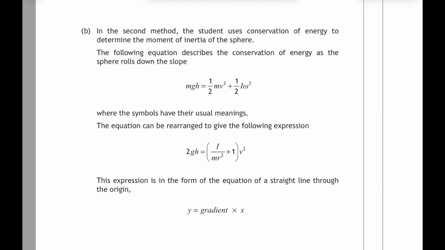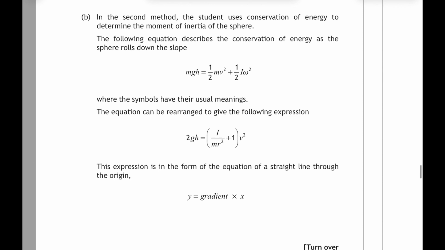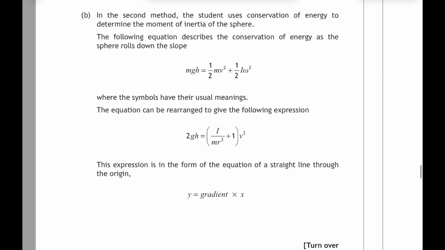And the equation can be rearranged to give the following expression. 2gh equals (I over mr squared plus 1) times v squared. And this expression is in the form of the equation of a straight line through the origin, y equals the gradient times x, or y equals mx.